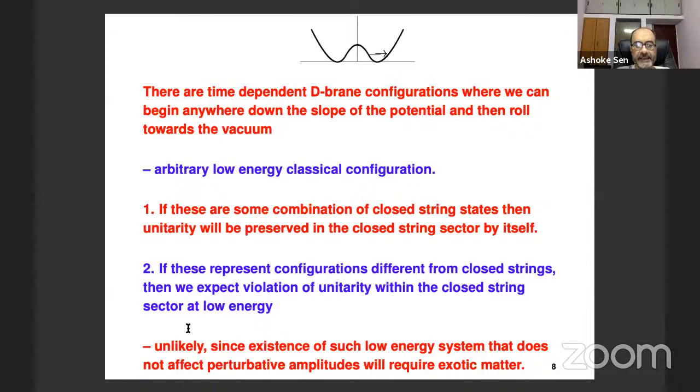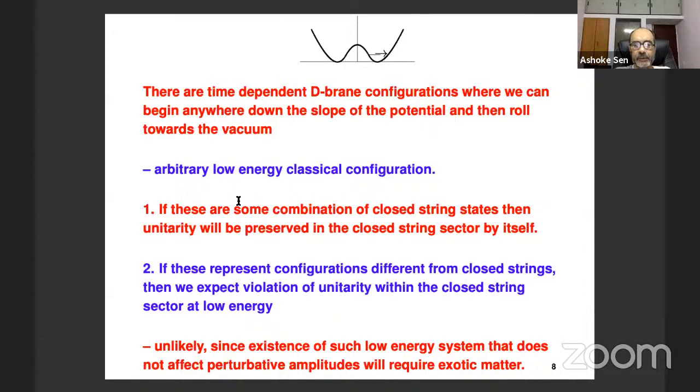Now, I should say that this is highly unlikely, because if there really exists such a low energy system that is outside the set of states that closed string states span, then it's very hard to imagine how it could not affect perturbative amplitudes. So it will really require exotic matter whose coupling to the normal massless fields, for example, are somewhat unusual because it should not affect the perturbative amplitudes. Nevertheless, this is a possibility you should keep in mind.